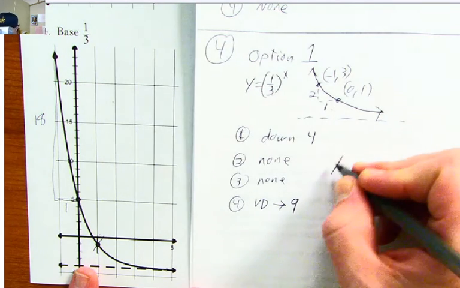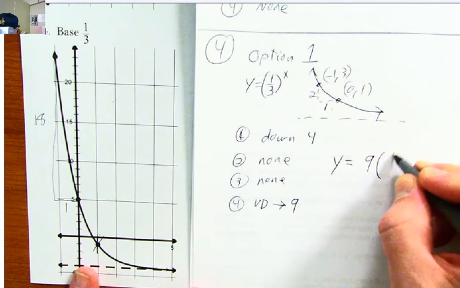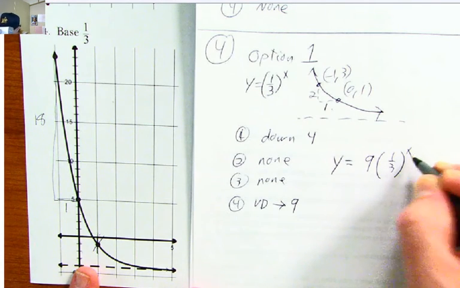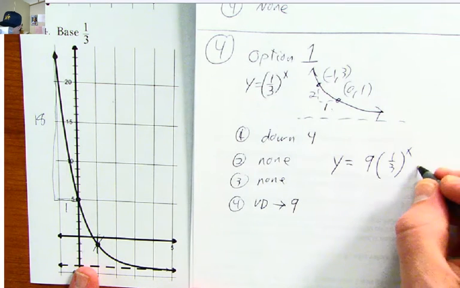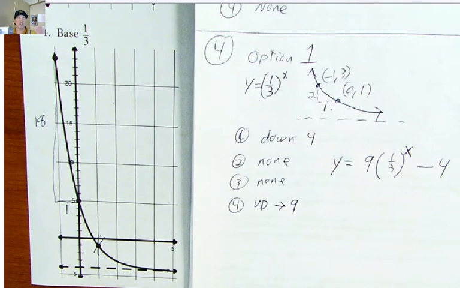So at the end of the day, the vertical dilation gets put out front, so 9 times 1/3 to the x. The down 4, that's always treated as just adding or subtracting on the end. So 9 times 1/3 to the x, minus 4. That's doing number 4 if you're an option 1 person.